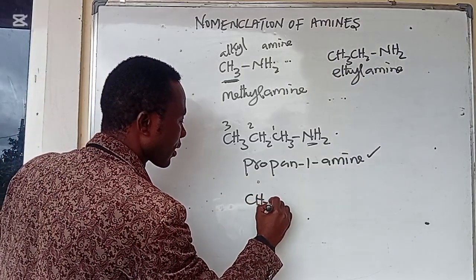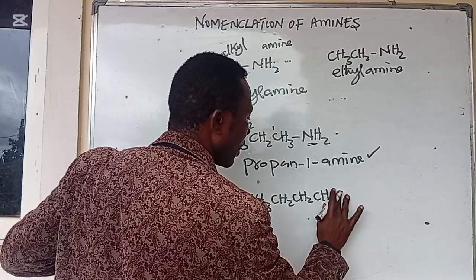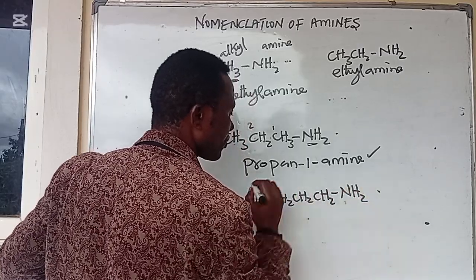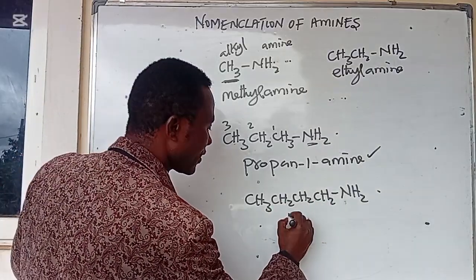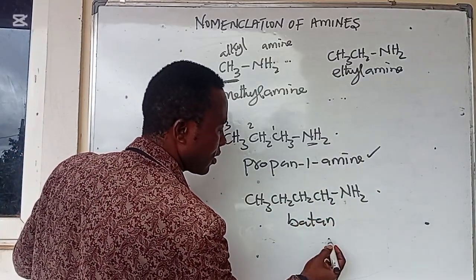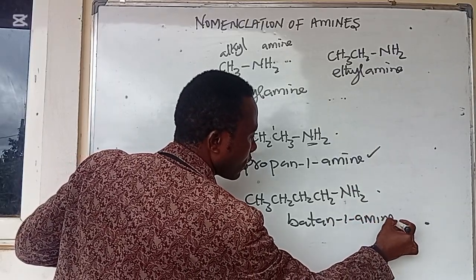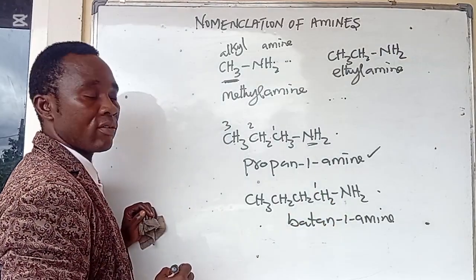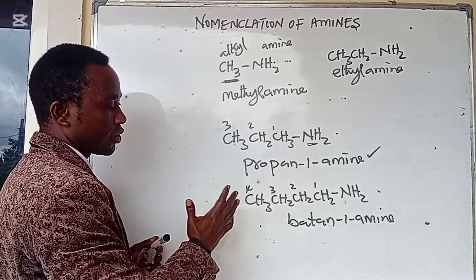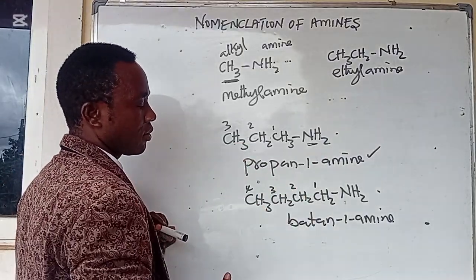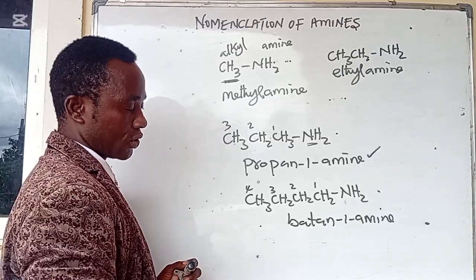So if you have CH3CH2CH2CH2 and then NH2, what will be the name? 1, 2, 3, 4. That is butan-1-amine, because this is carbon 1, closer to the functional group. 2, 3, and 4. So we have propan-1-amine, butan-1-amine, pentan-1-amine, hexan-1-amine, and so on and so forth.